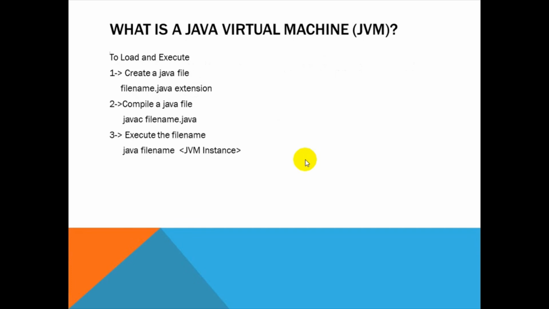To load and execute, we will create one Java file with filename.java. Here, .java is the extension. We will compile with javac space filename.java, where c is a compiler in javac. Now I want to execute the Java file with java space filename. Filename you can create on your own. I will call the class with the help of the java command. I have created a JVM instance.